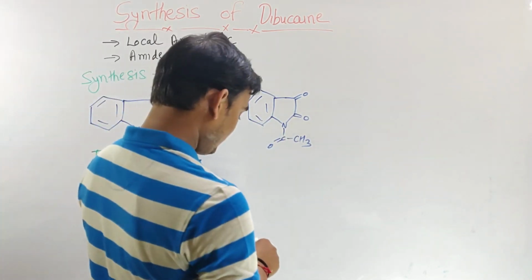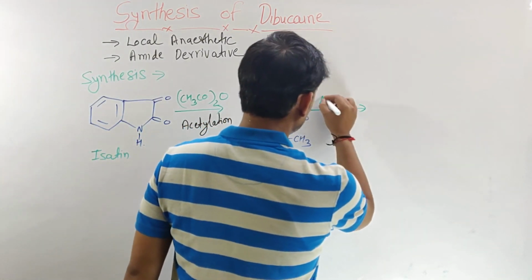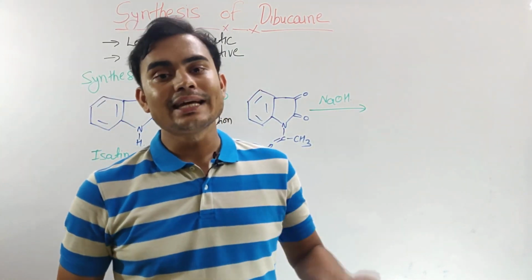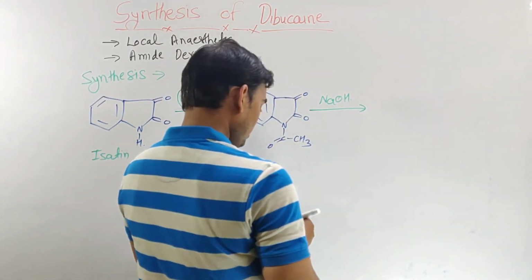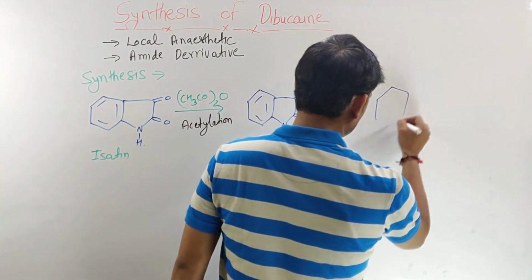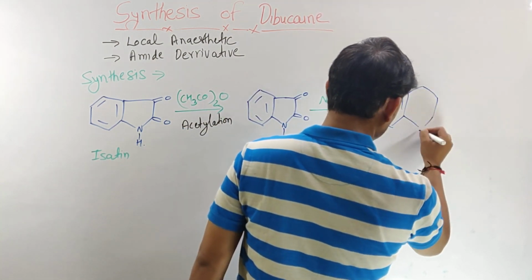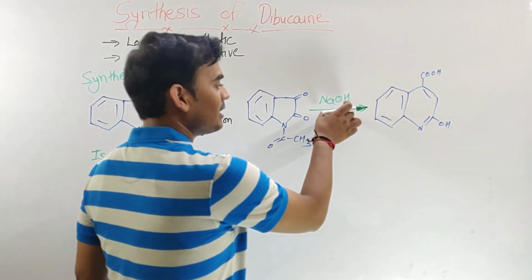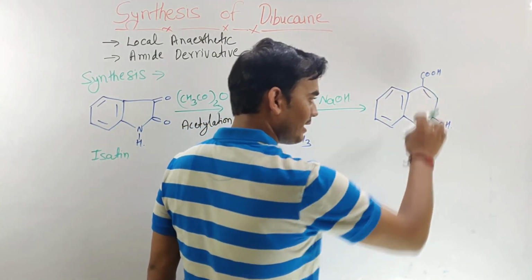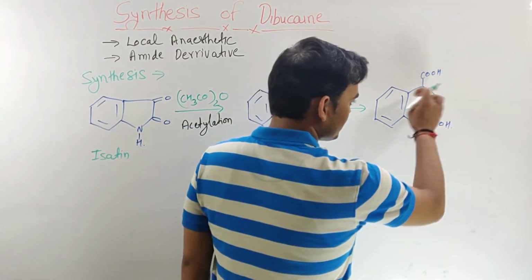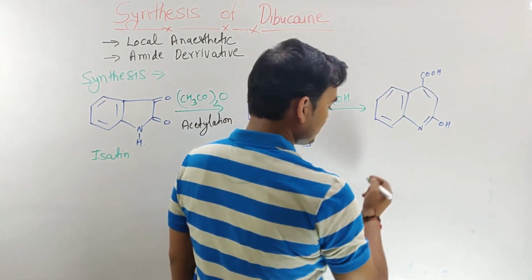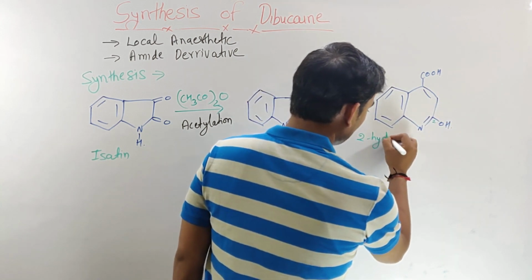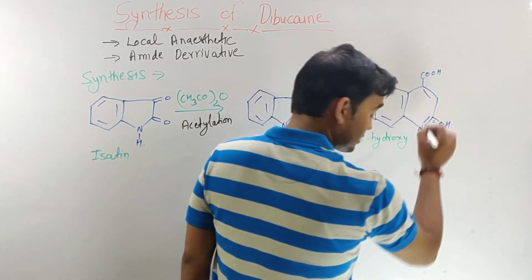Now this acetylated acetylene undergoes a reaction with sodium hydroxide, and here sodium hydroxide is mainly used for the rearrangement or cyclization. By the rearrangement process, through the cyclization reaction, we get a new 6-membered ring. This is the cinchoninic nucleus, and the compound is here. At the 2 position we have the hydroxyl group, so here 2-hydroxycinchoninic acid.